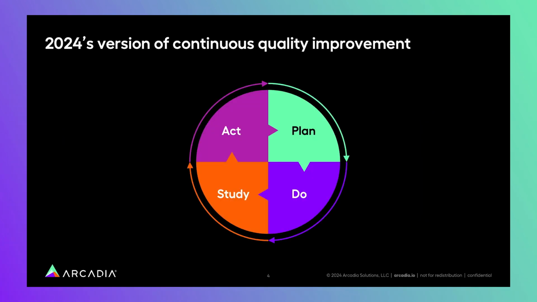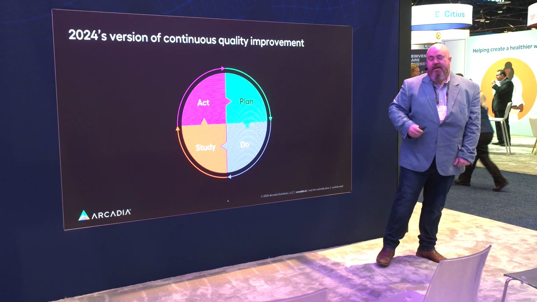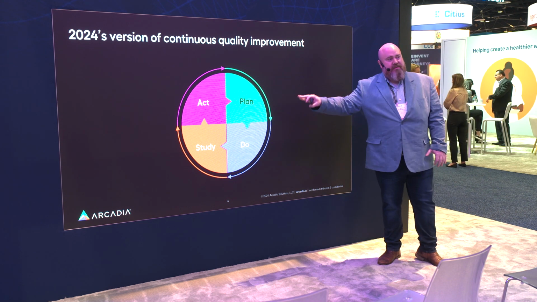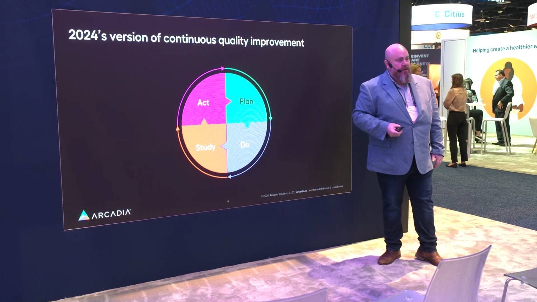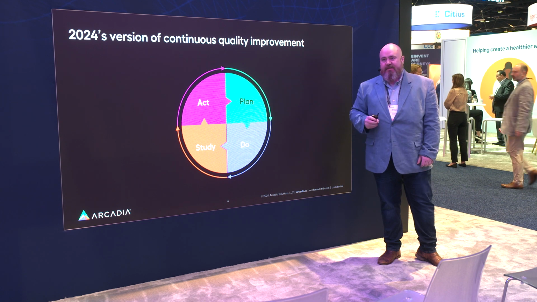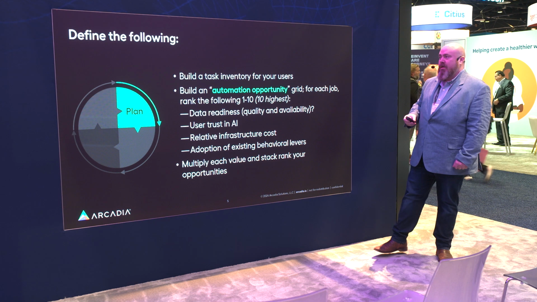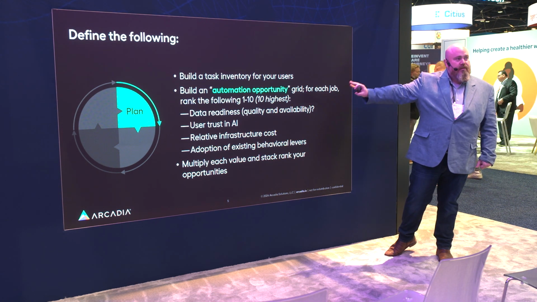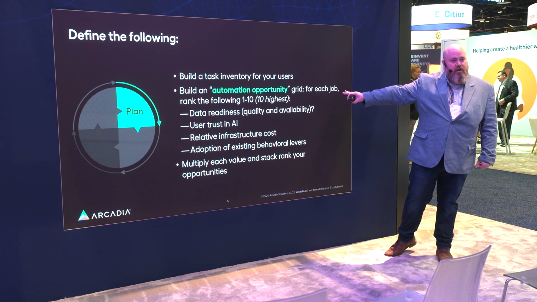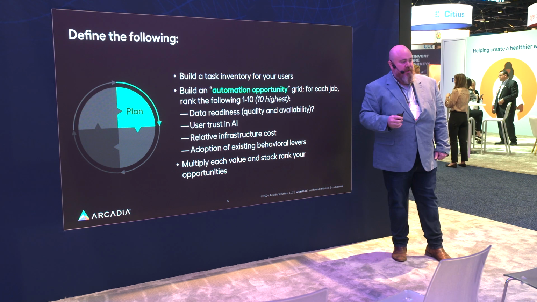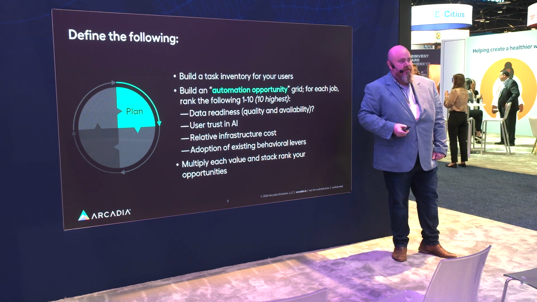So what does this bring us to? Well, if you're in healthcare, we love using old concepts. One of my favorite concepts is continuous quality improvement. Plan, do, study, act. Works perfectly well with large language models. We're going to talk about what each of these phases might look like as you implement a large language model, but it's a great framework to think about implementation. So when you're planning, think about something like a prioritization framework. What are the jobs that you can automate? What are the opportunities that you have in your ecosystem?